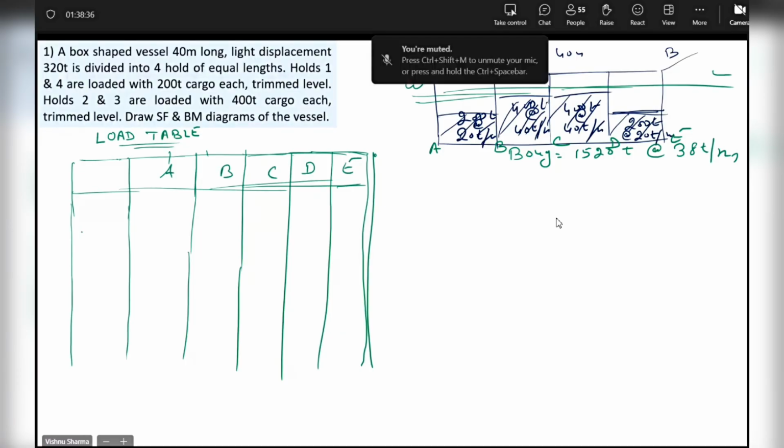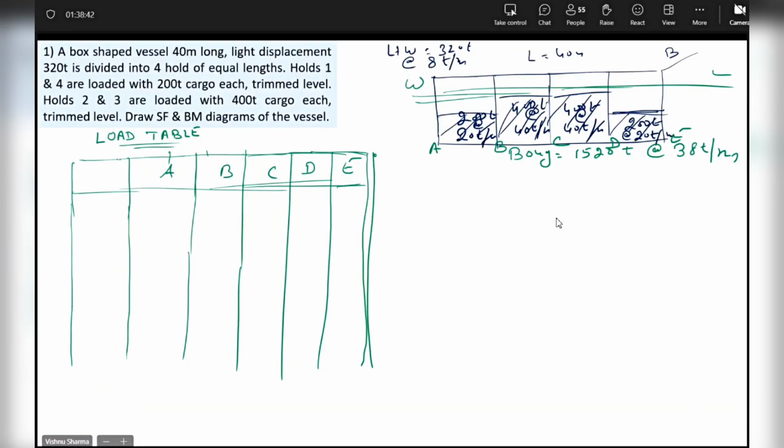Now here, first we will see what are the downward weights. Guys, in this question, please speak up and tell me what are the weights acting downwards. Name the weights, not the values. Light ship and the weight of the cargo. So we'll first take stock of them. First we will take the light displacement, in units of tons per meter. How much is the light displacement per unit length?